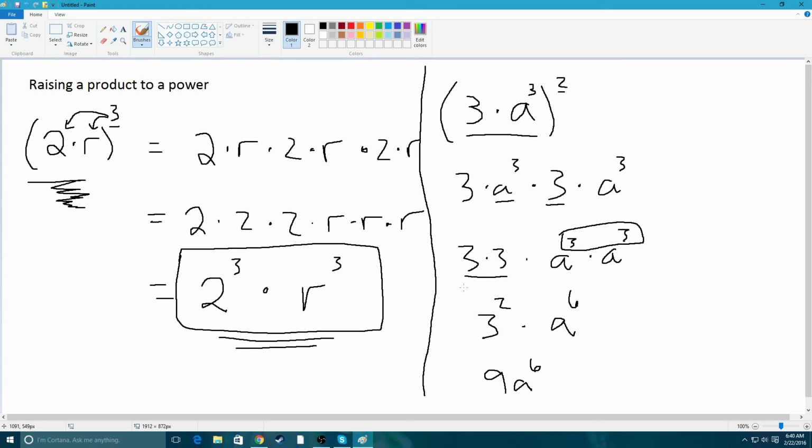But really what I want you to focus on is right here, looking at this simplified expression and the original problem. Again, this exponent came into the 3, so 3 to the second came here. And the 2 also was multiplied to the other product of 3. So 3 times 2 gave us this exponent over here of 6.